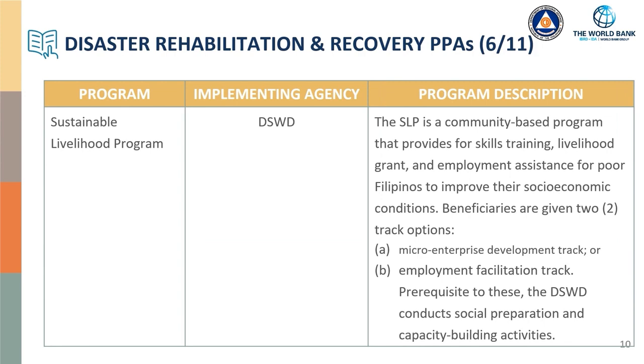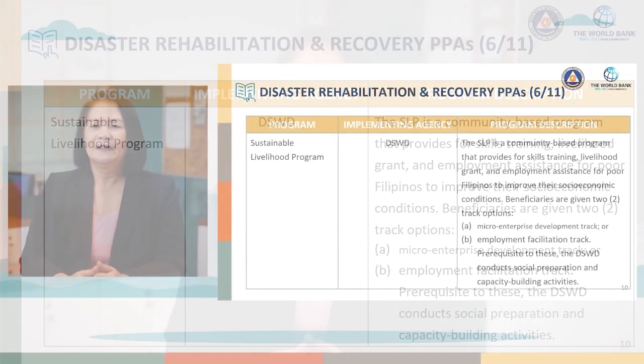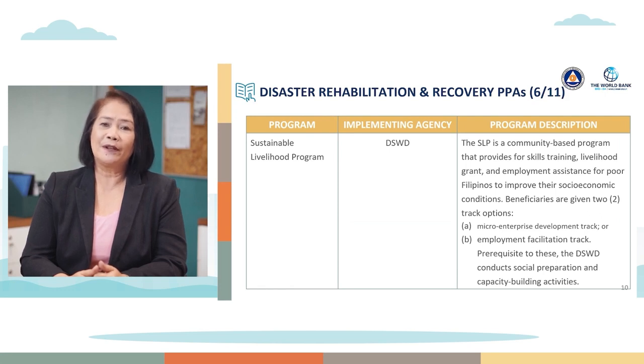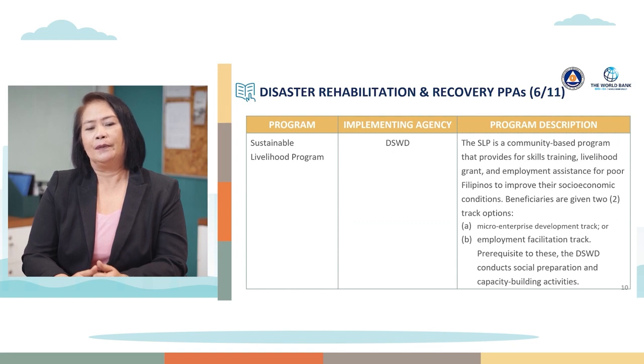The next PPA is still with the Department of Social Welfare and Development, and that is the Sustainable Livelihood Program. This is a community-based program that provides for skills training, livelihood grant, and employment assistance for poor Filipinos in order for them to improve their socioeconomic conditions. The beneficiaries are given two options. Two tracks are provided. First is that of the Micro-Enterprise Development track, and the second one is the Employment Facilitation track. Prerequisite to this, the Department of Social Welfare and Development conducts social preparation and capacity building for potential beneficiaries.